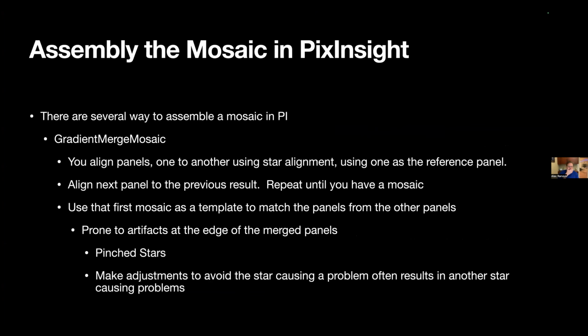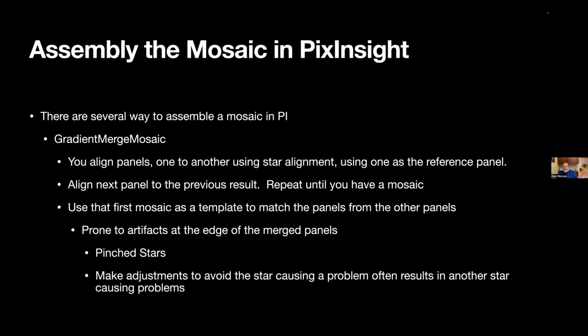So let's say you've done all your pre-processing, and now you have a bunch of masters for all of the different panels. How are you going to actually assemble them into a single mosaic? Well, it used to be that in PixInsight you used something called gradient merge mosaic. When I started to make my initial mosaics, I was using this. I was never that successful with it. It's a lot of steps.